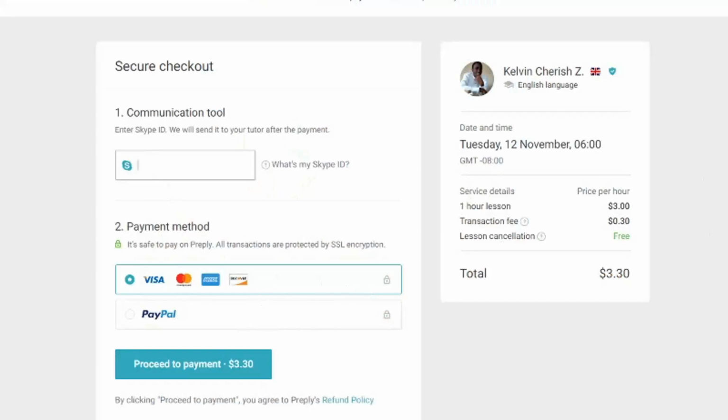That's it, including a transaction fee for Preply. It's only $3.30, so very cheap. Then you can try to communicate with the teacher. Then you estimate the qualification of the teacher. If you want to continue, then you can buy hours starting from 10 hours.